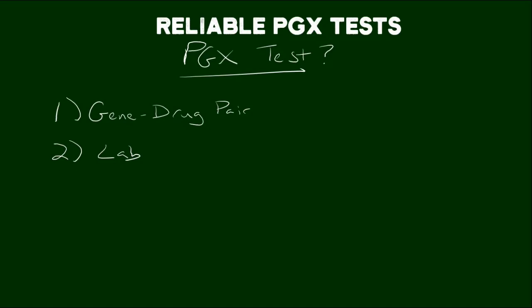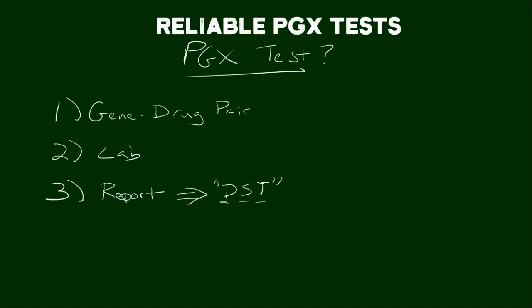Second, the lab. So what lab are you ordering your pharmacogenetic test from, and what qualities should this lab have so that you can know that your pharmacogenetic test is reliable? And third, how is the test result reported? Often this is also called a DST, or decision support tool. We'll talk a little bit about decision support tools at the end of this video, and I'll also have another video on decision support tools.